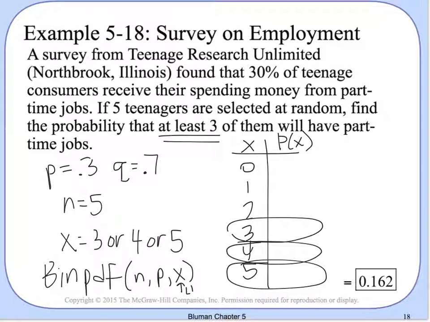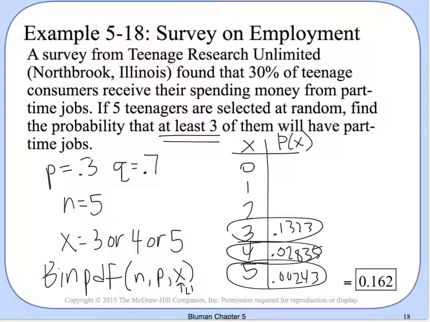So to answer our question, how do we get the answer of 0.162? We need to add up these last three numbers, okay? And the last three numbers were 0.1323, and that's if we had done binomial PDF with just a 3. And then with just a 4, it's 0.02835. And then for 5, it's 0.00243.